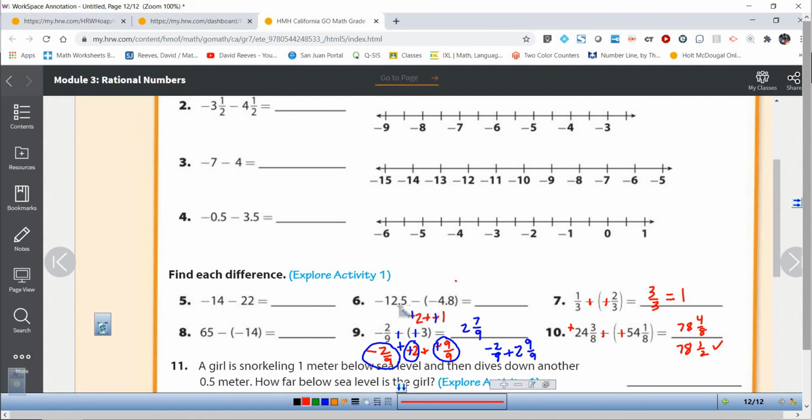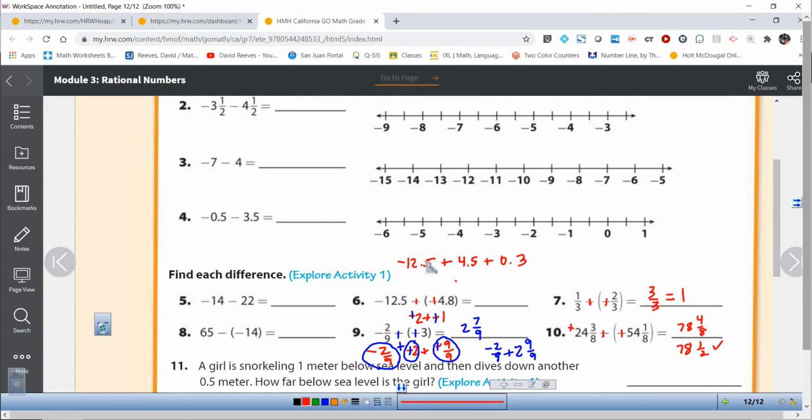All right, let me do one more right here. Negative 12.5. Again, I'm going to change this to plus 4.8. So I have negative 12.5. And I'm going to change that 4.8 to 4.5 plus 0.3.